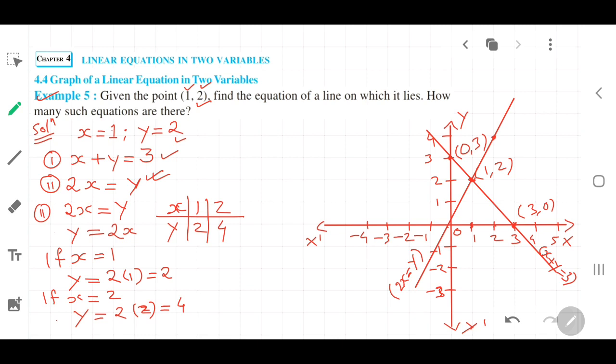You understood? So as you write different equations, I have written only 2 equations in this case, but you can find different equations with the values of 1 and 2. Understood? And when you plot on the same graph, you will find that an infinite number of lines can be drawn. Correct? So 2 lines we have already seen. In the same way, an infinite number of lines can be drawn.